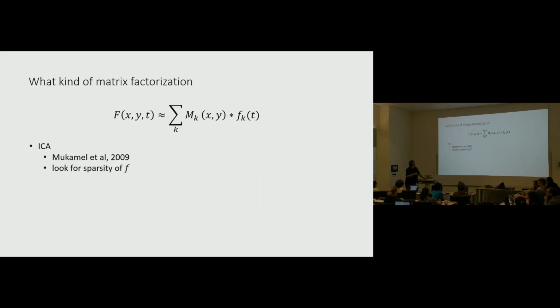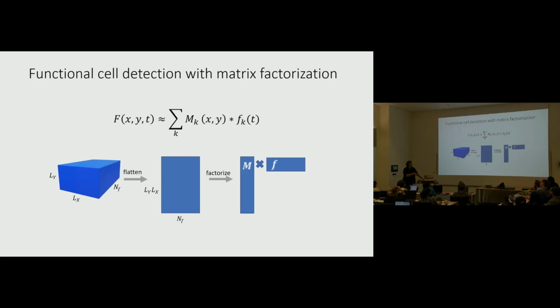There are lots and lots of ways to solve matrix factorization problems. The first one for cell detection is actually this Mukamel et al. paper from 2009 using ICA. This is independent components analysis. This is a matrix factorization that looks for F time courses that are sparse, and in particular, it tries to maximize their skewness. So we already discussed how the skewness is a measure of how often a cell has transients. Well, that's what this algorithm is looking for. It's trying to do this factorization with skewness constraints on F.